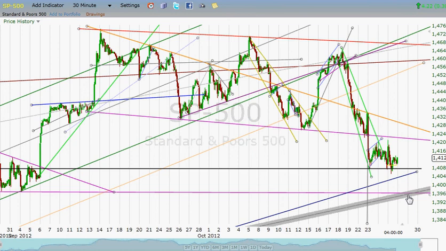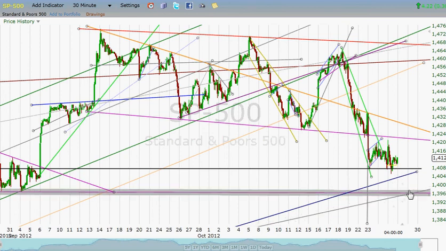But then, what's a good way to put this? The chart is saying two things. The chart is saying this triple top pattern has a target of 1382. But we got all of these little areas here that look like they should give us some support. So this makes it to where it's not an easy call.